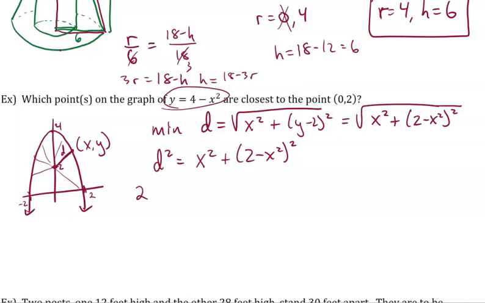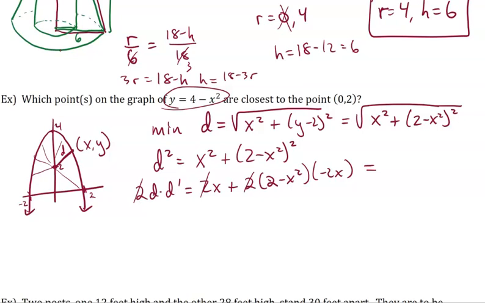Now I'm going to take the derivative of this with respect to x implicitly. So on the left, I'm going to have 2d times d prime equals 2x plus 2 times (2 minus x squared) to the first times negative 2x. Okay, so combining that a little bit, let's go ahead and divide everything by 2. Get rid of that 2, get rid of that 2, get rid of that 2.